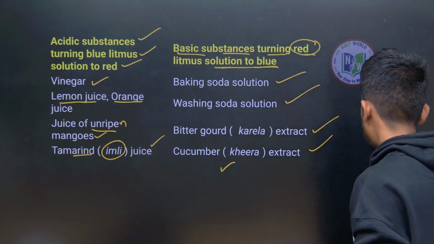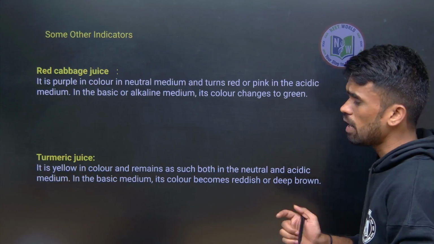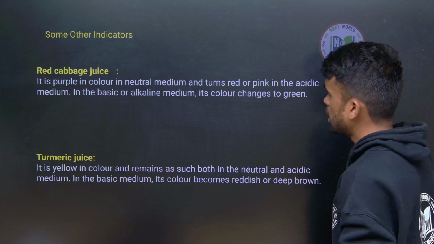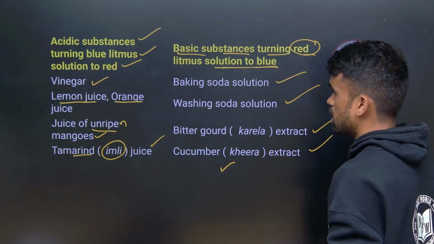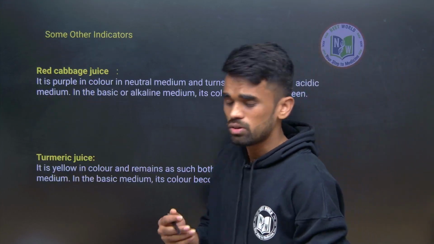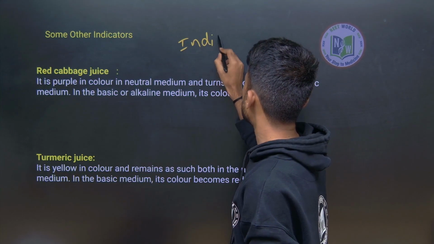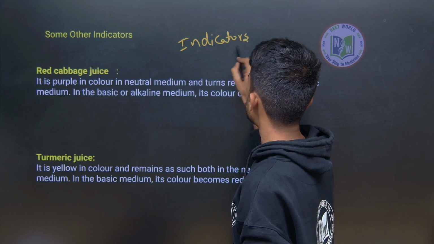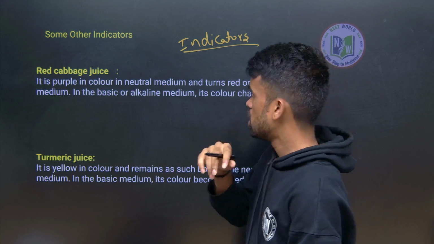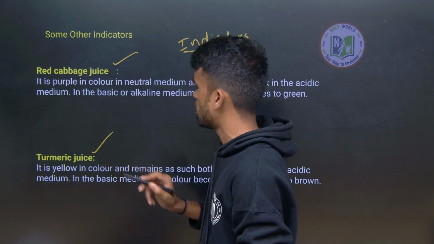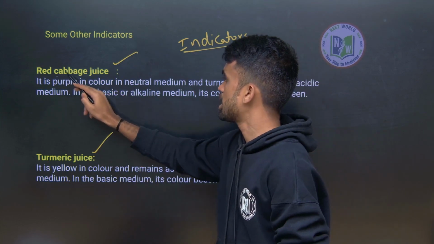Okay, so let us look into the indicators that we have. These are the things we have seen about litmus paper. Now, there are indicators of two types: natural indicators and synthetic indicators. Let us see some natural indicators. Here we have two things. One is red cabbage juice.